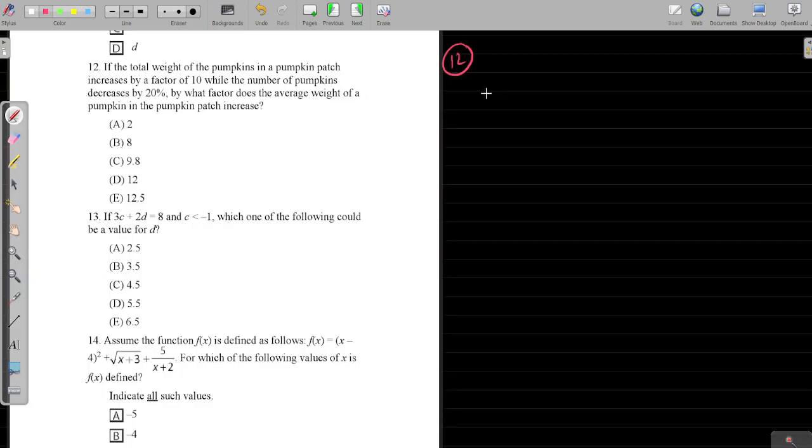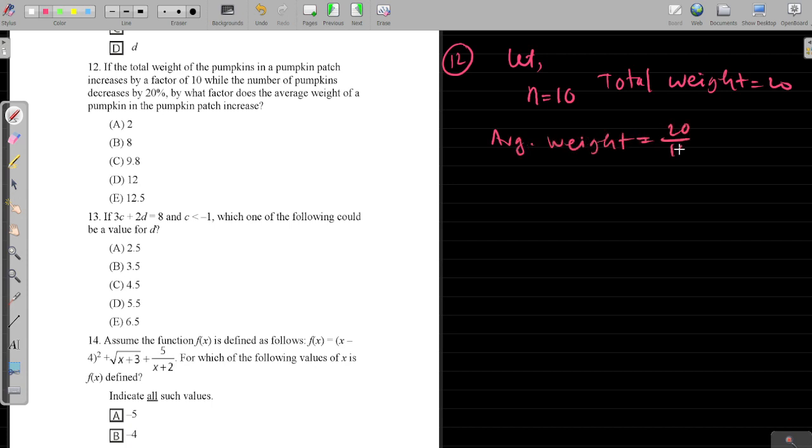If the total weight of the pumpkins in a pumpkin patch increases by a factor of 10, so let the total number of pumpkins be, suppose, 10, and total weight is suppose 20. Total weight is 20. So in that case, the average weight will be how much? Average weight will be 20 divided by 10, means 2, right?